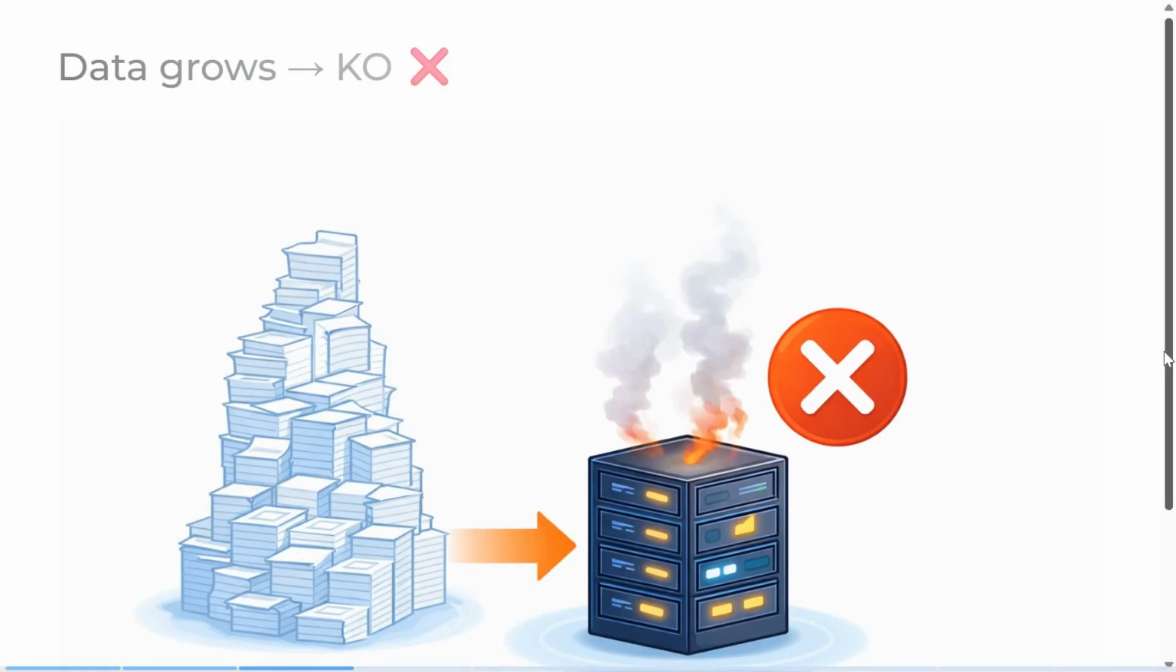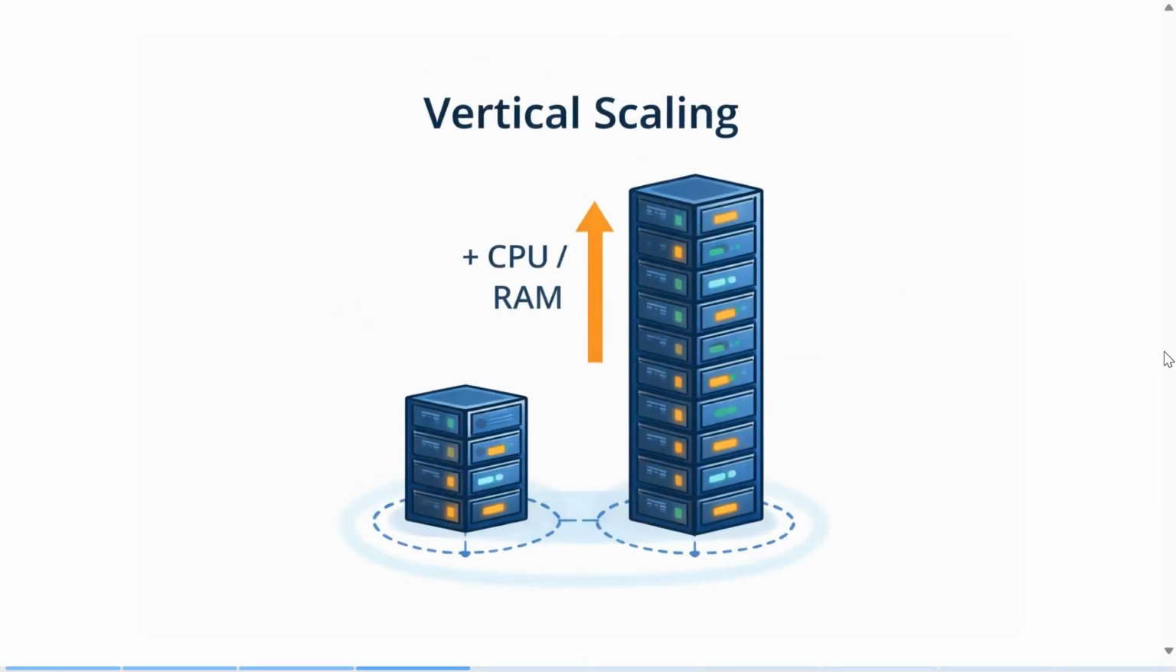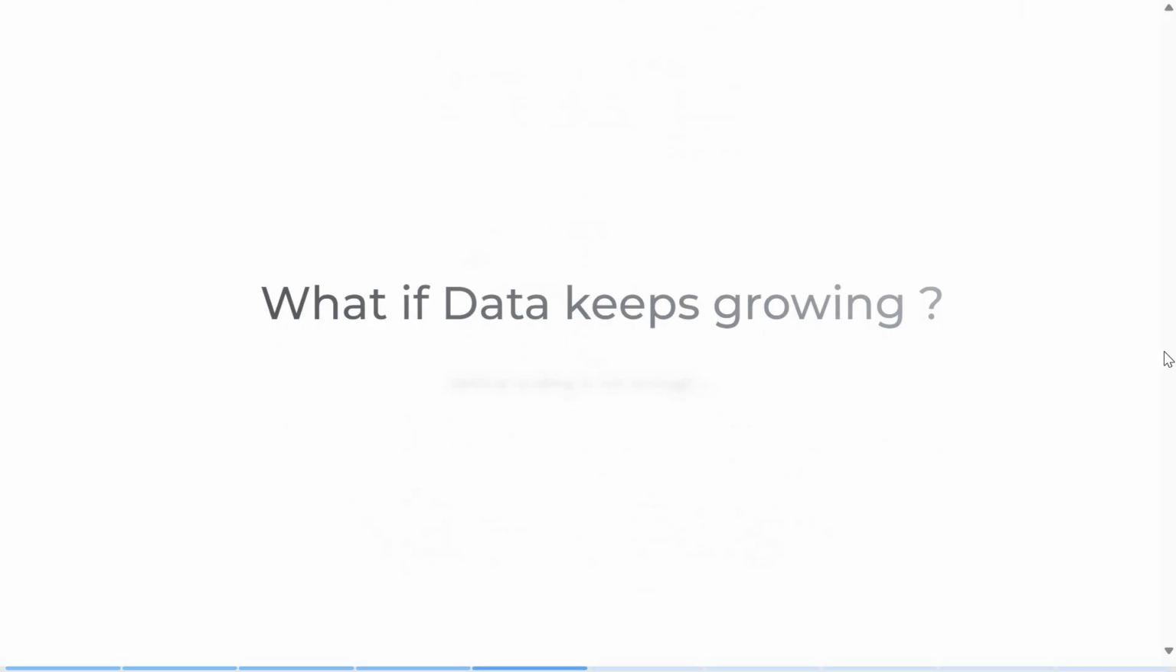An obvious solution to that is vertical scaling. You add more CPU, you add more RAM, and the machine gets bigger and bigger. But there is an issue in this approach. What if data keeps growing? There is a hard limit. You can't scale forever on a single machine.